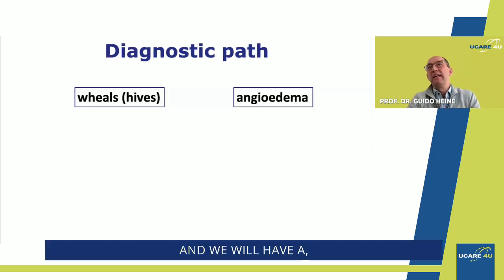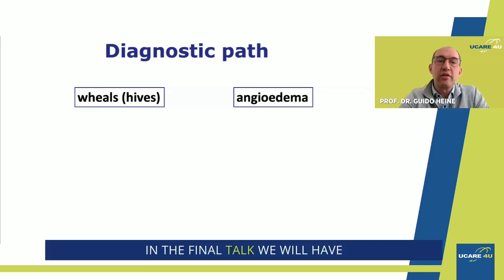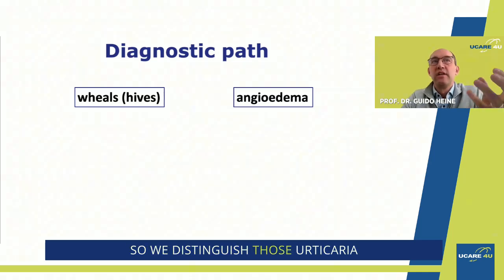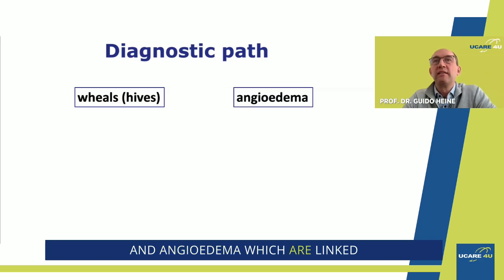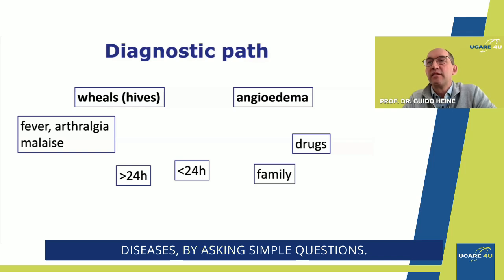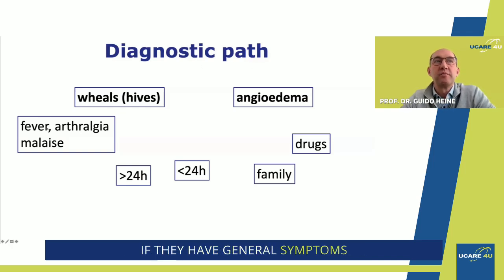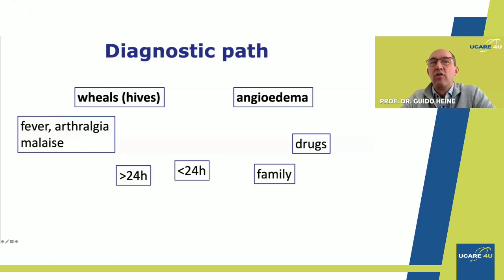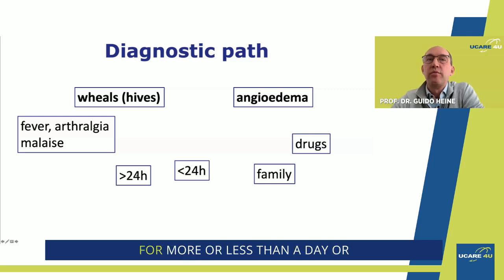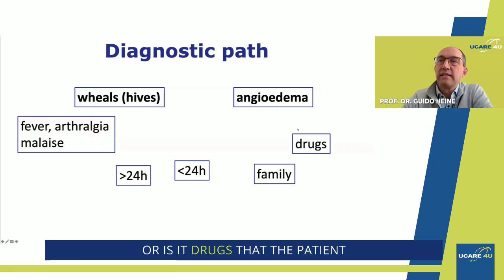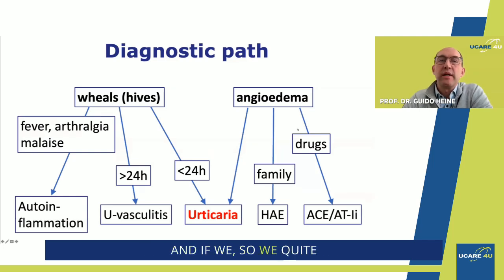And in the final talk, we will have some diseases which look like a complex urticaria, but it's simply not an urticaria. So we distinguish urticaria and angioedema, which are linked diseases, by asking simple questions. Do they have general symptoms like fever, or do they feel malaise, or is the lesion lasting for more or less than a day, or does it occur in the family, or is it drugs that the patient takes? If we do so, we quite rapidly can distinguish different diseases from urticaria.